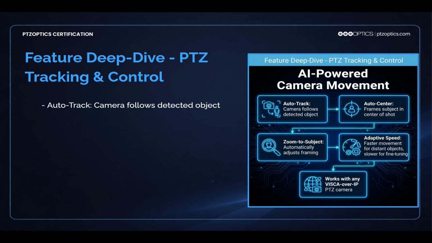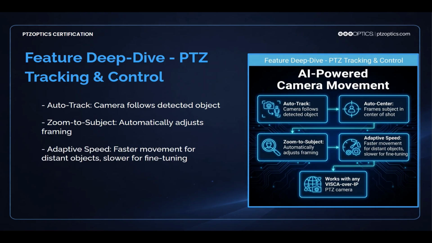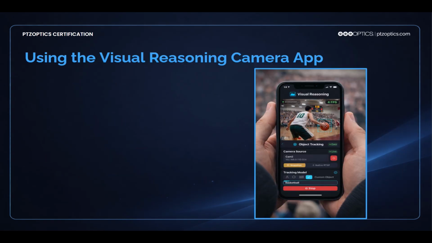Now, we talked a little bit about PTZ control. This allows you to have auto tracking run on your phone. So you can use a camera that doesn't have built-in auto tracking, and you can give it auto tracking. You can zoom into the subject. You can automatically frame subjects. And it's really, really powerful. It works with any VISCA over IP PTZ camera.